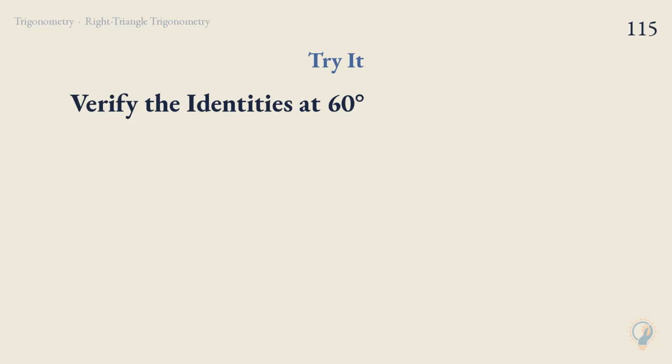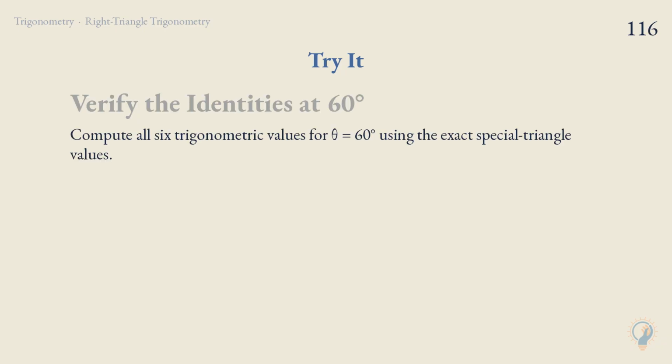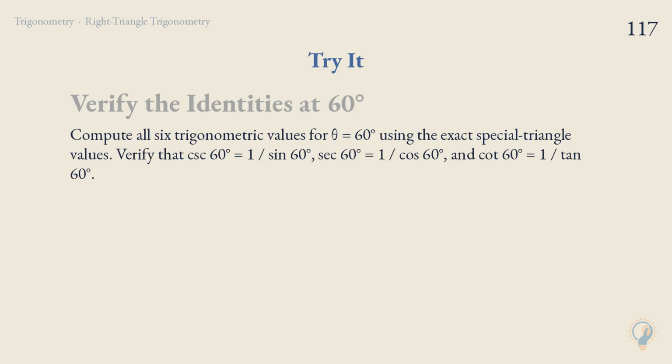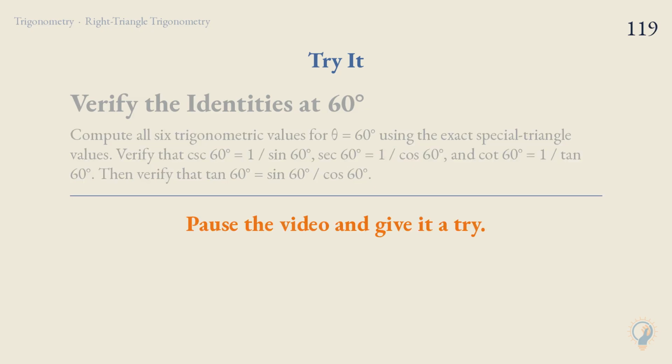Try it. Verify the identities at 60 degrees. Compute all 6 trigonometric values for theta equals 60 degrees, using the exact special triangle values. Verify that cosecant of 60 degrees equals 1 over sine of 60 degrees, secant of 60 degrees equals 1 over cosine of 60 degrees, and cotangent of 60 degrees equals 1 over tangent of 60 degrees. Then verify that tangent of 60 degrees equals sine of 60 degrees over cosine of 60 degrees. Pause the video now and give it a try.